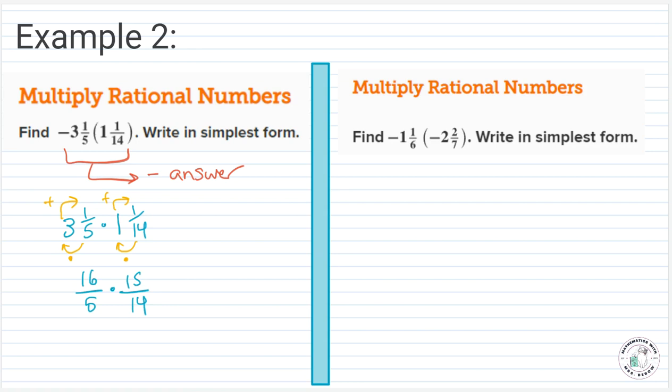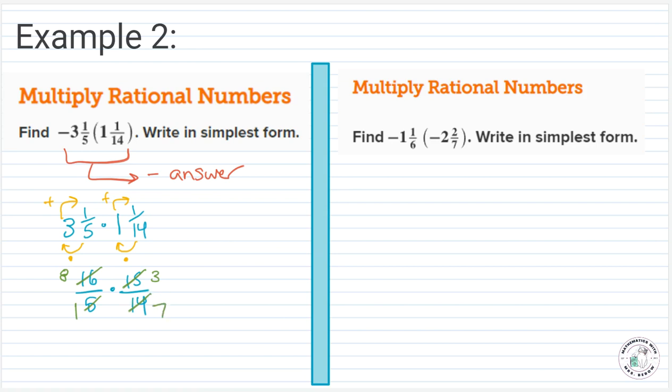So between the 5 and the 15, we can cross-cancel. 5 and 15 can both be divided by 5. 15 divided by 5 turns that into a 3. 5 divided by 5 turns this into a 1. And then we can actually divide the 16 and 14 because those are both divisible by 2. So 16 divided by 2 is 8. 14 divided by 2 is 7.